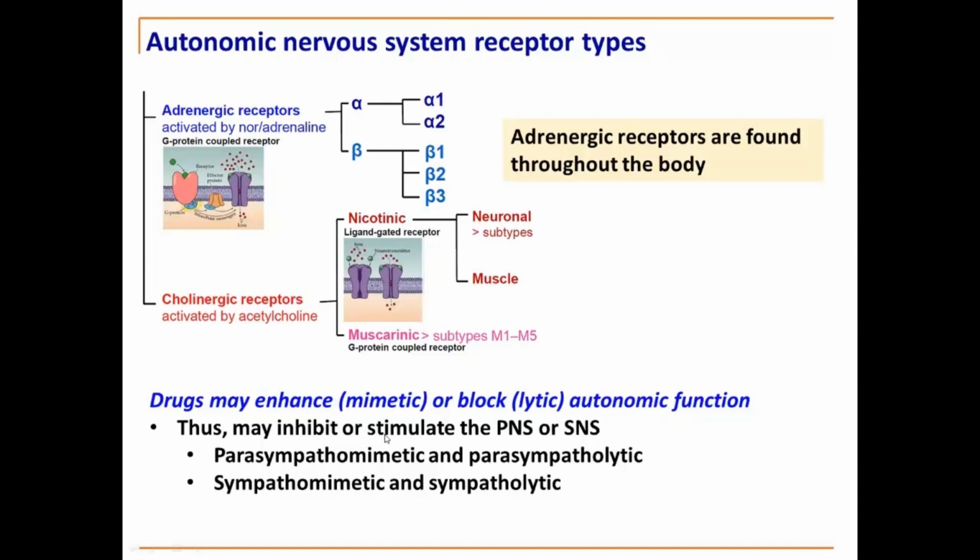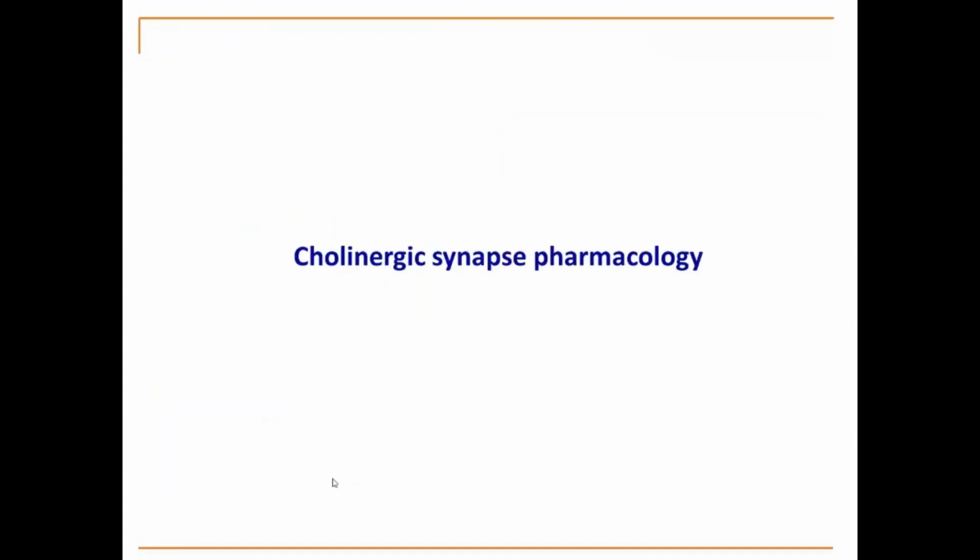So therefore we can try and target, stimulate or inhibit various aspects of the parasympathetic nervous system or the sympathetic nervous system, either more generically with a generic drug or specifically with a drug specific to a subtype. So that's quite obvious. They can either stimulate or inhibit the parasympathetic nervous system or stimulate or inhibit the sympathetic nervous system. The first thing we're going to go through now is cholinergic synapse pharmacology. Remember, we're thinking about the effects of acetylcholine.